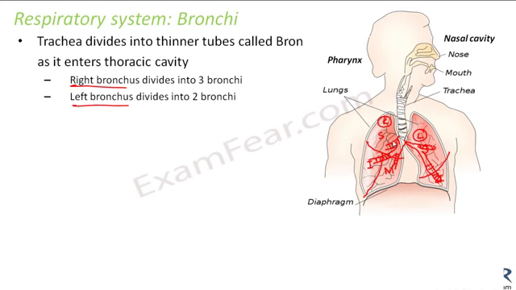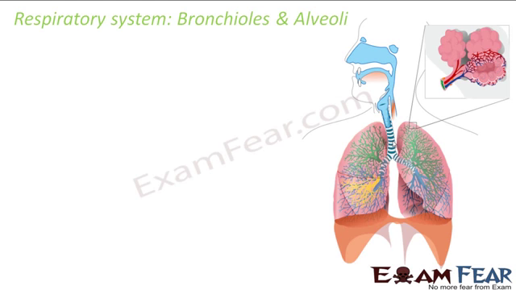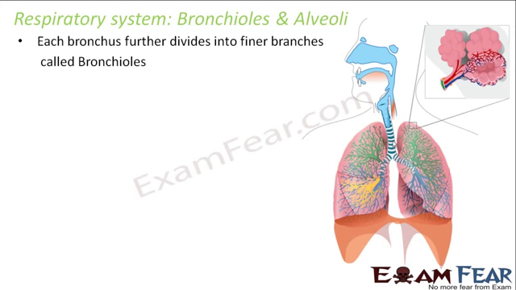Clear? Okay, so now the air is finally reaching the lungs. Now the bronchioles and alveoli. Bronchi and bronchioles, the names are quite similar, right? So what are bronchioles? Each bronchus further divides into finer branches called bronchioles. So here you can see that this is the trachea. As it entered inside the lungs, it broke down into the bronchi, and each of these bronchi then further divides into smaller branches to form bronchioles. So the further branching of bronchi are known as bronchioles.